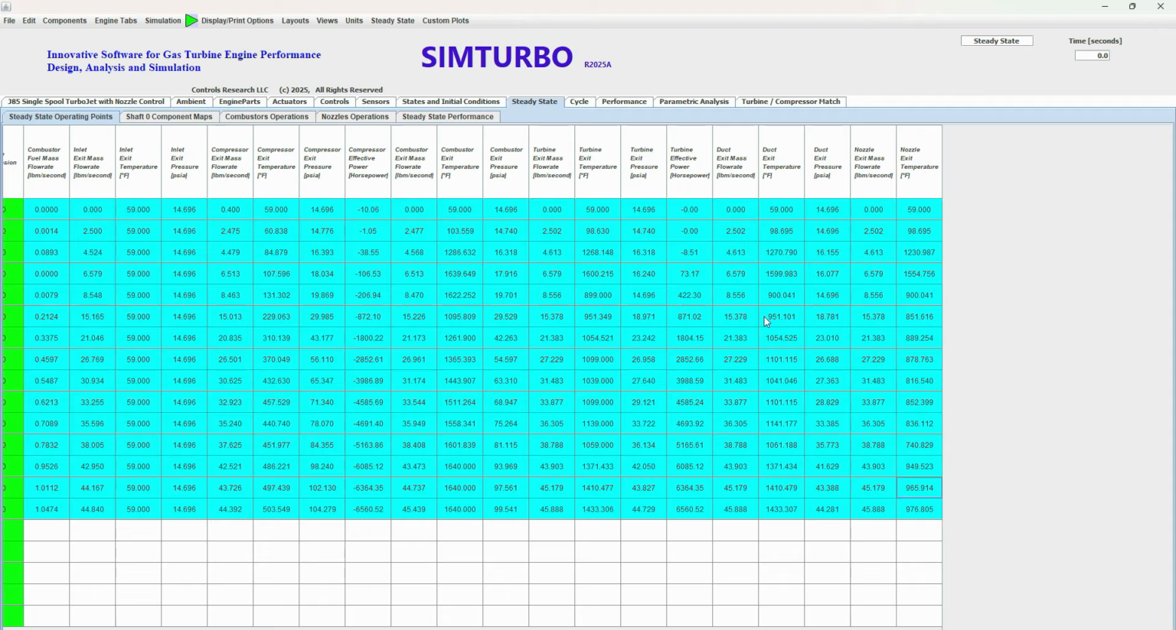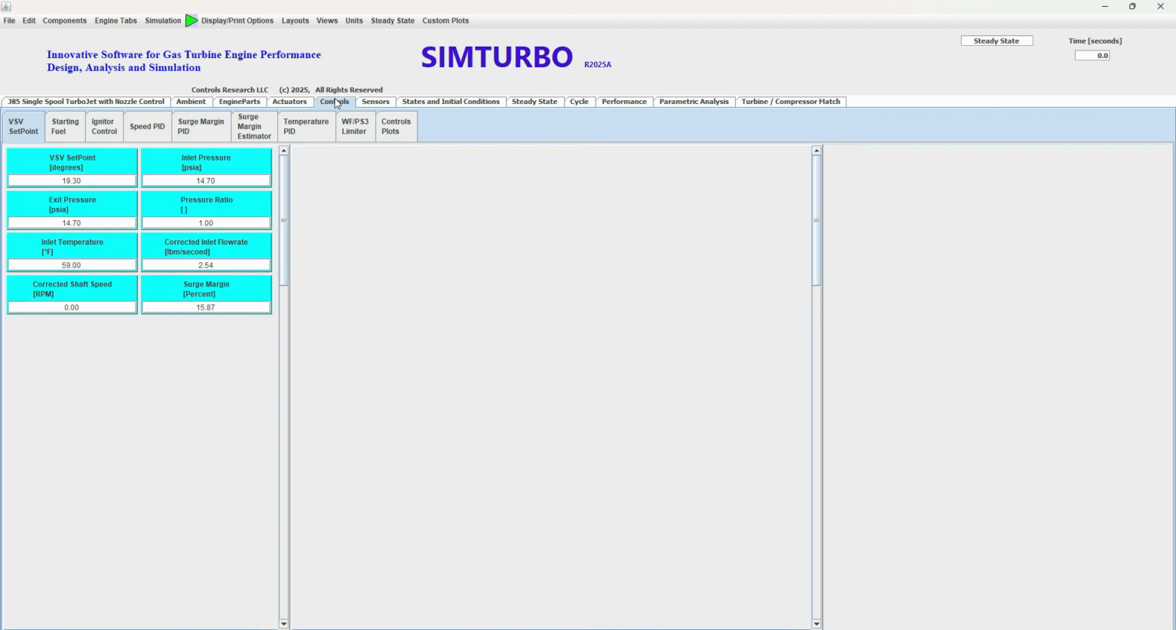On the right side of the table are the calculated values for nozzle jet velocity, thermal efficiency, thrust-specific fuel consumption, net thrust, and engine pressure ratio. It is observed that as the engine speed increases, the thermal efficiency increases, thrust-specific fuel consumption decreases, and net thrust increases. Finally, we have reached a moment of truth. We select the Controls tab to examine the transient operation.